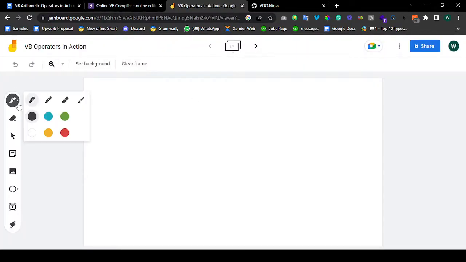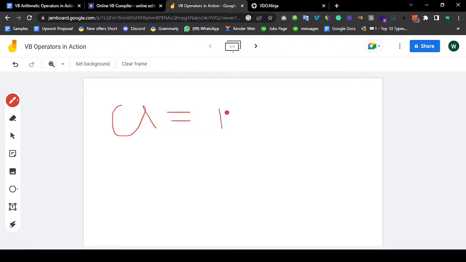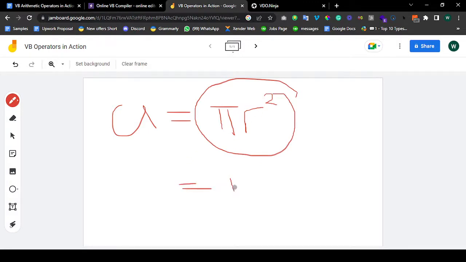Okay, so I want my marker. I want the bolder one. Now if I want to calculate the area of a circle, this is going to be pi r squared. So another way to rewrite this formula is to say the area of a circle is pi multiplied by r multiplied by r.